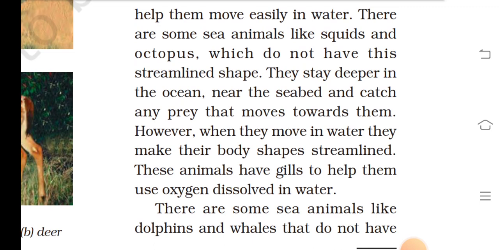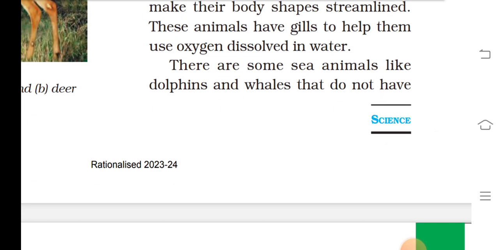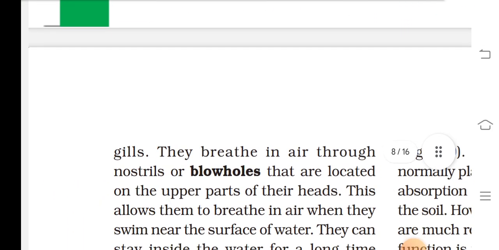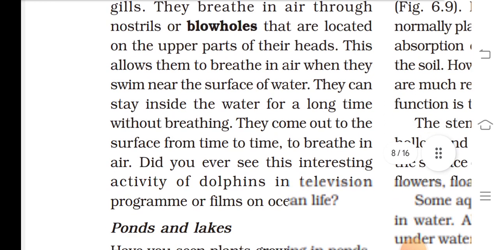However, when they move in water, they make their body shape streamlined. These animals have gills to help them use oxygen dissolved in water. There are some sea animals like dolphin and whale that do not have gills. They breathe in air through nostrils or blowholes that are located on the upper part of their heads. They allow them to breathe in air.